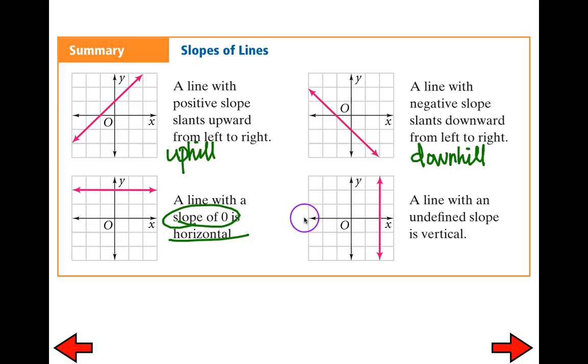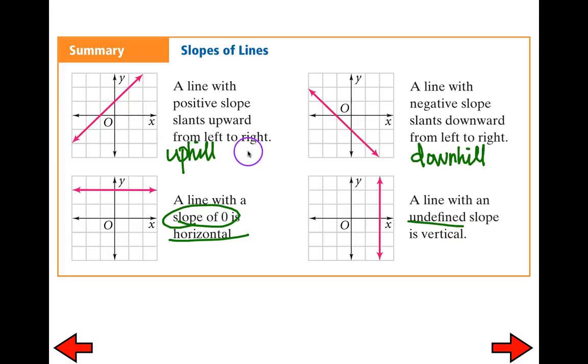Here, reading it from left to right, notice there's nothing happening except at one point. So in this case, it is undefined. Again, you can think of this as, the rise could be whatever number you want, but it never runs. So your denominator would always be 0, which would cause it to be undefined.